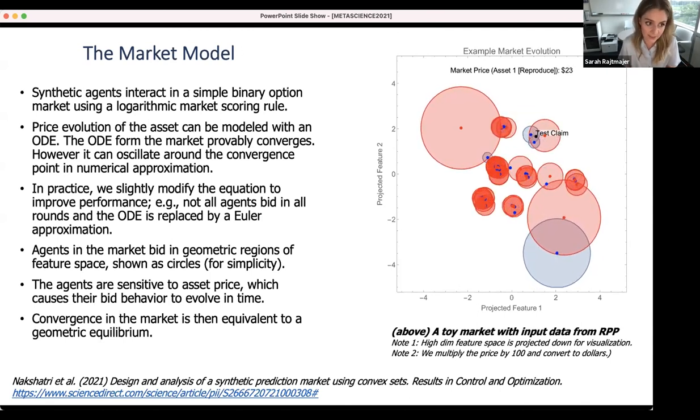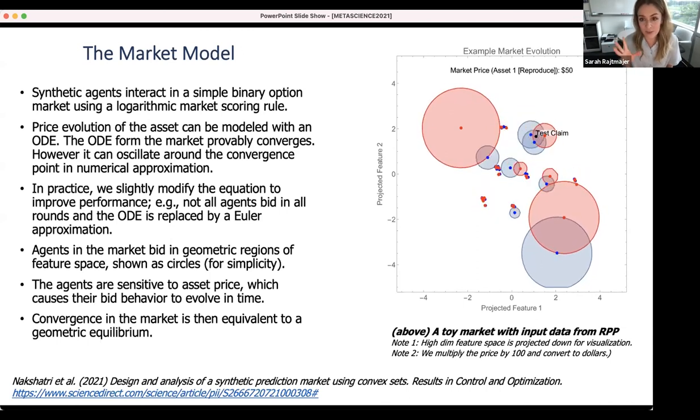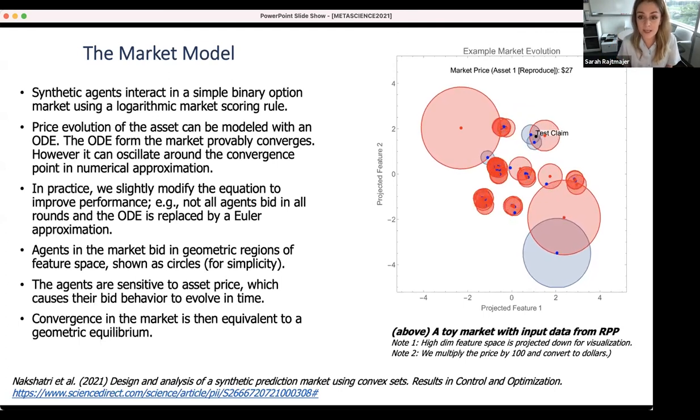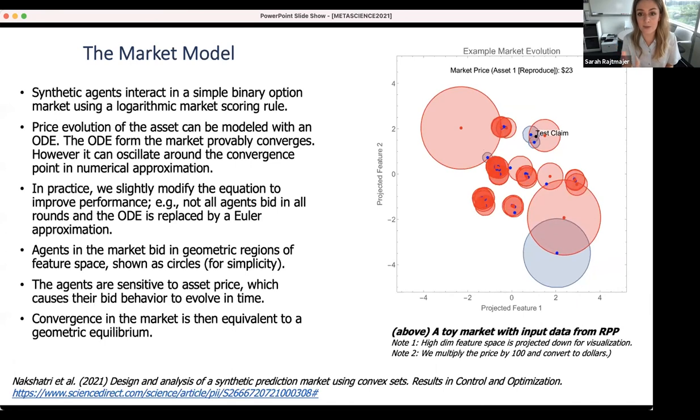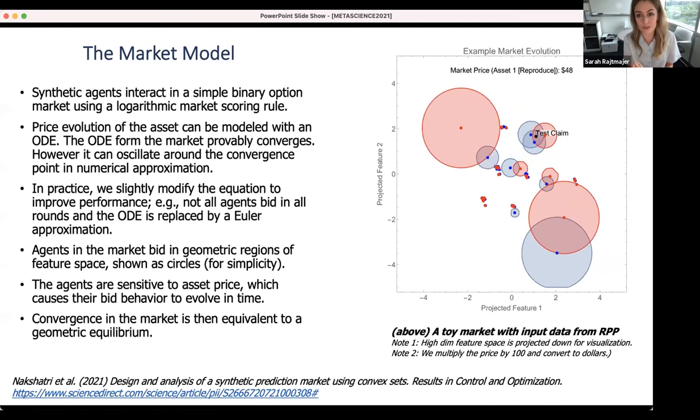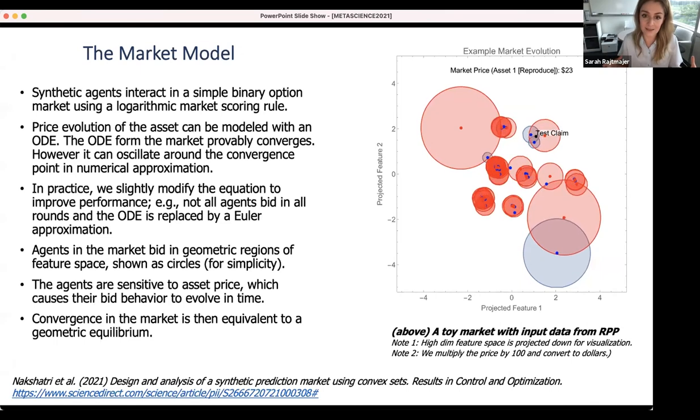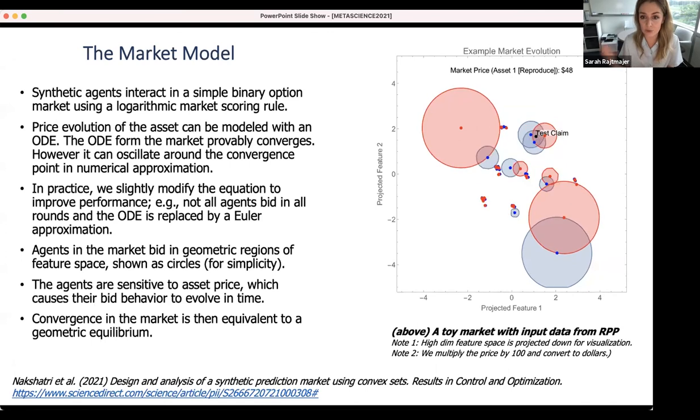What you see with the animation is that these regions in feature space where the agents will bid are time varying and based on the price. As you can see, as the red regions are growing, the blue regions are shrinking, red being will not reproduce. And as the market price for will reproduce goes down, the agents are more likely to buy an asset, or the space around them where they will be willing to purchase an asset increases.